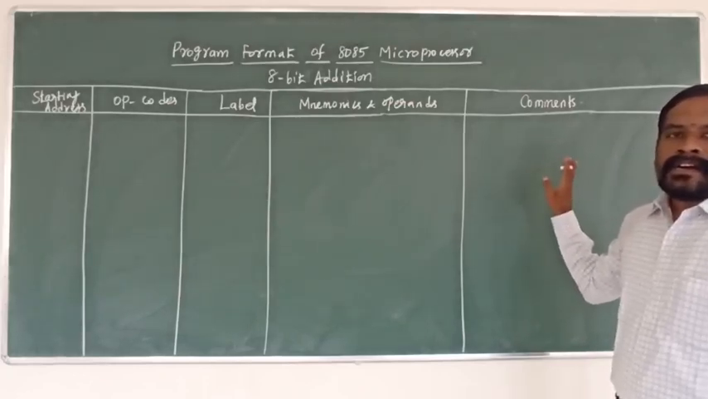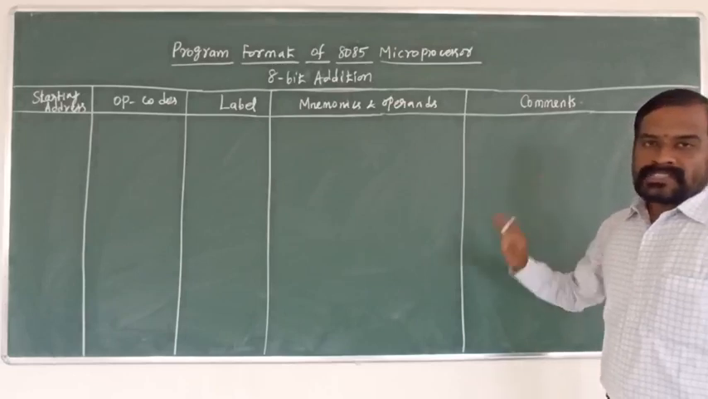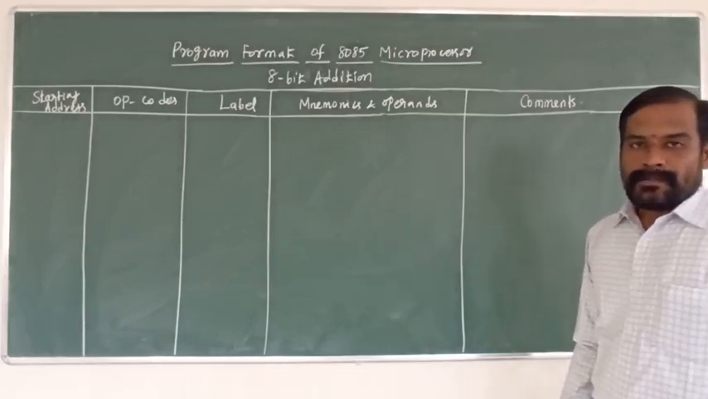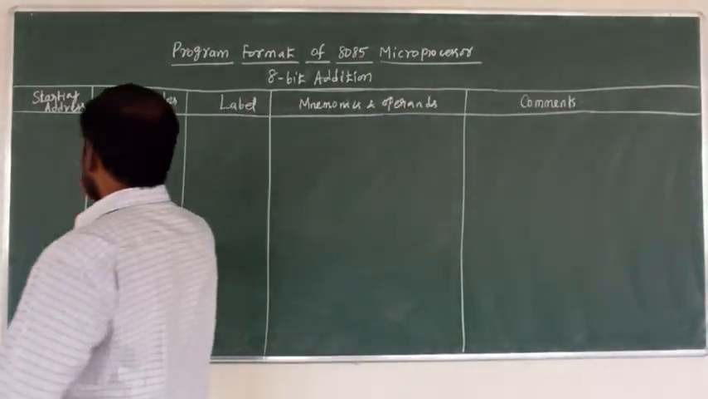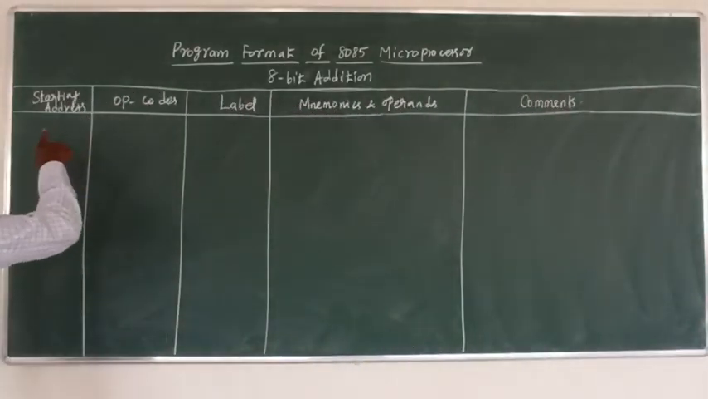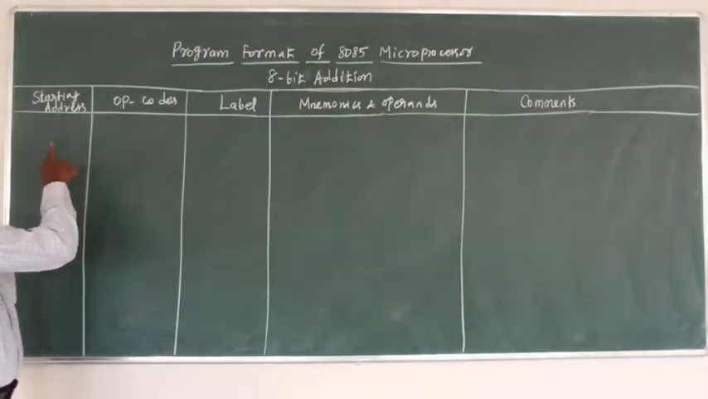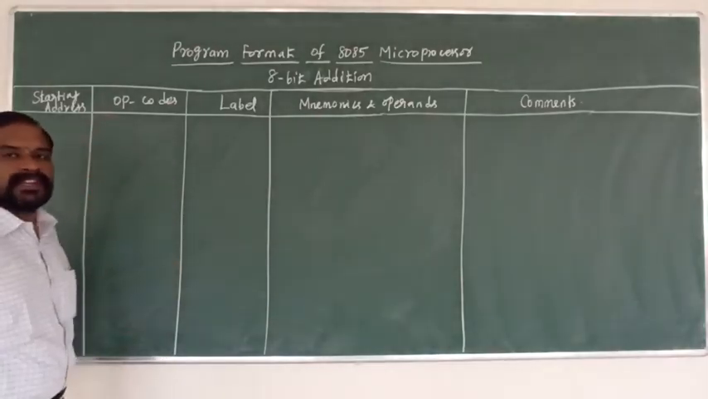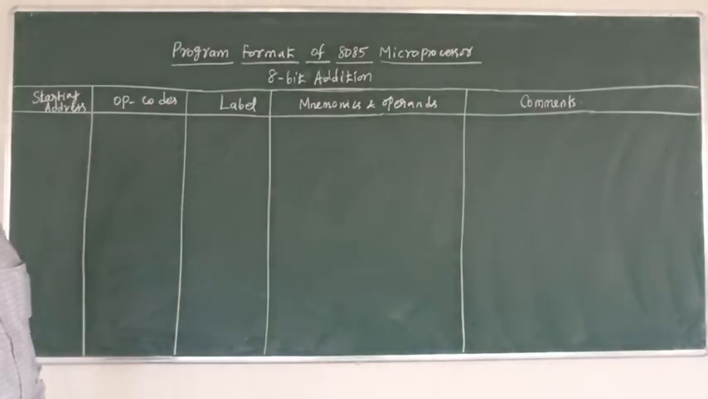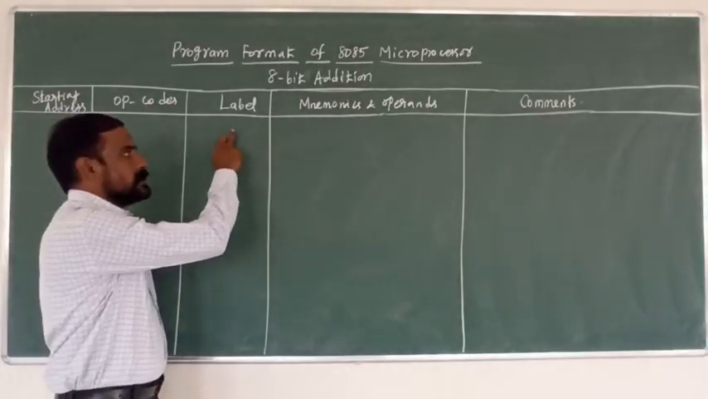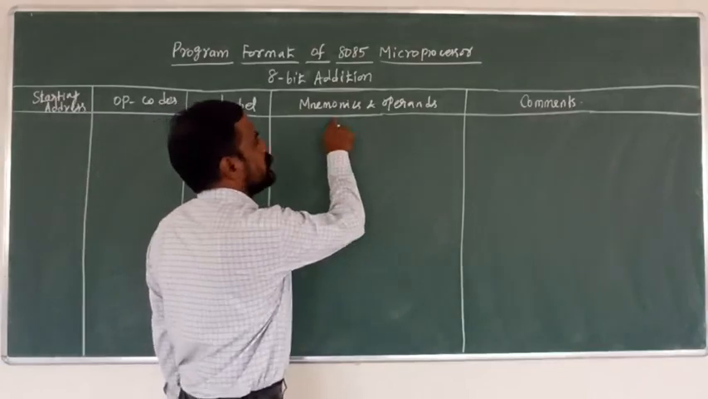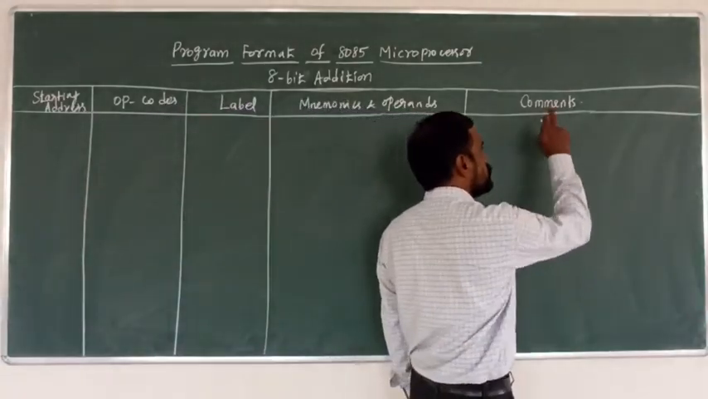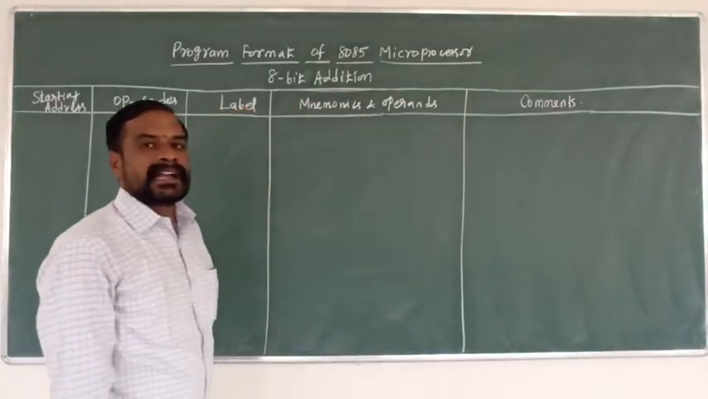Okay, first column, program starting address. Second column, opcode. Opcode means operation code. Third column, label. Fourth one, mnemonics and operands, and fifth column, comments.